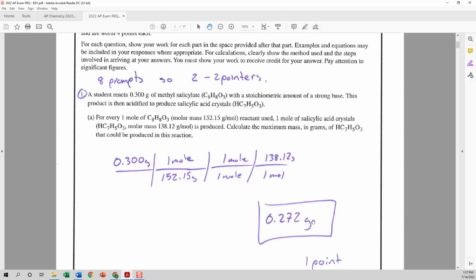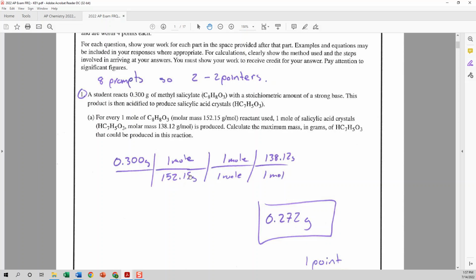You don't have to worry so much about significant figures, kind of how we did in Chemistry 1. If somebody put 0.27 grams, they would get full credit. Really, it's just showing your work. That's what they want to see, some kind of setup like this.